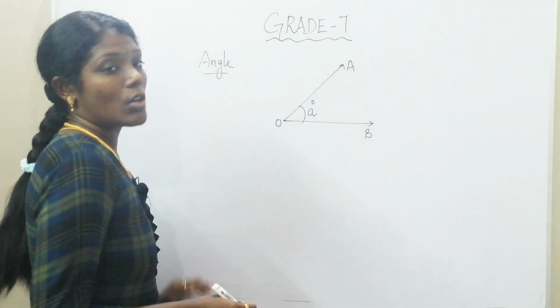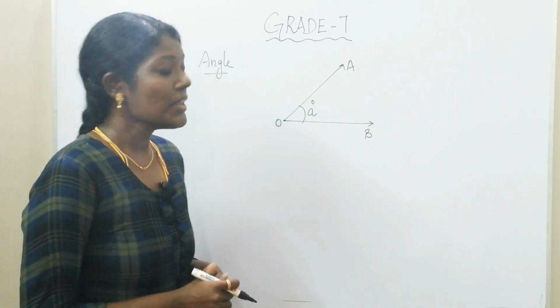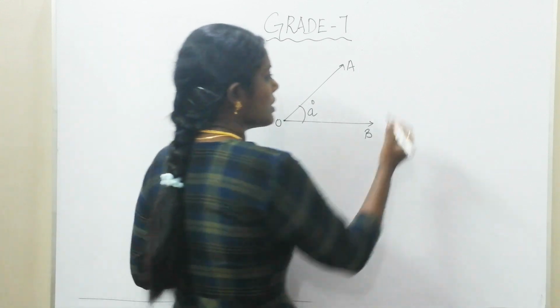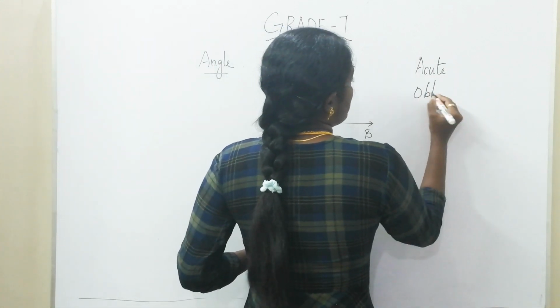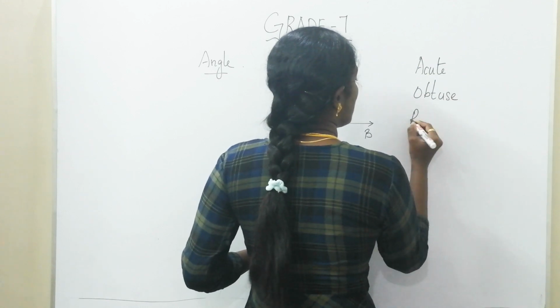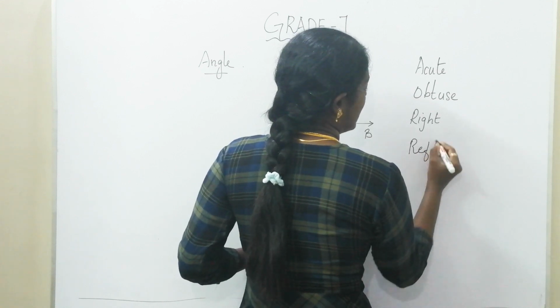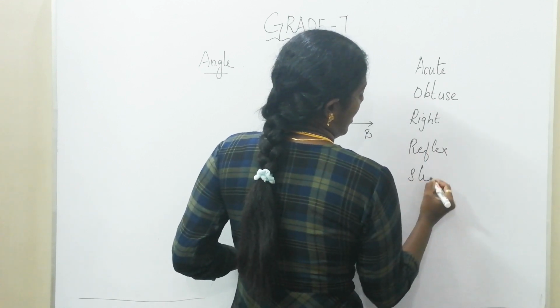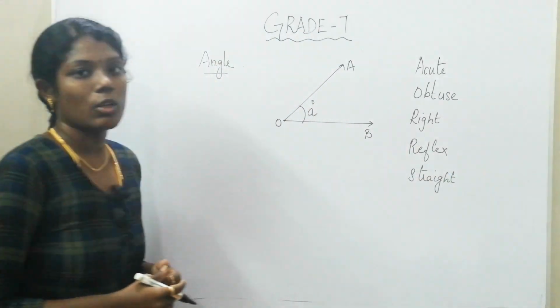Now, these angles are of many types, and we have already learnt about the types of angles also. Just let us recall what are the angles we learnt. We learnt what is an acute angle, what is an obtuse angle, right angle, reflex angle, and straight angle. So these are the angles we already learnt in our lower classes.